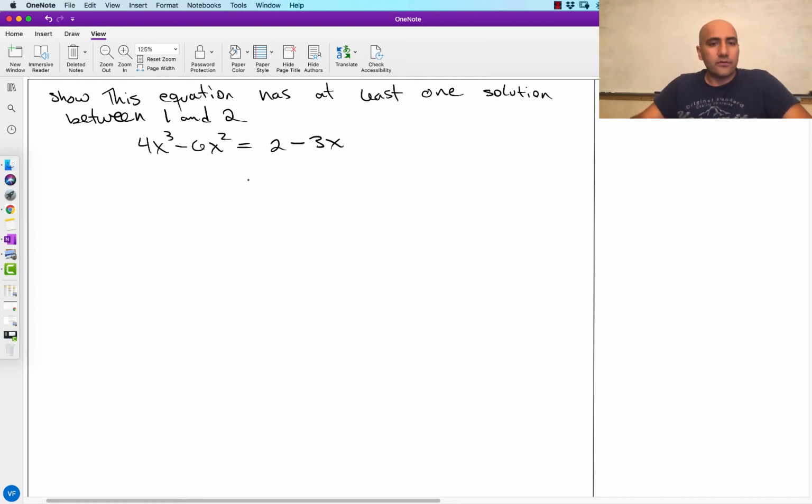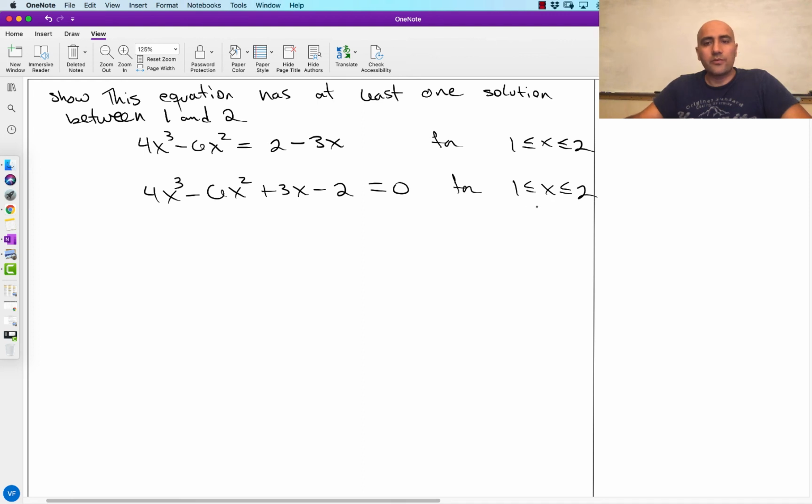Okay, so one thing we could do is to move everything to one side. So I'm going to end up with 4x cubed minus 6x squared plus 3x minus 2 equals 0. So if I can show that this is true, then I would have shown that this is true, right? So at least one solution somewhere in that interval, 1 less than or equal to x less than or equal to 2. Somewhere between 1 and 2 there is at least one answer. Remember, we're not necessarily looking for the answer. We're just trying to establish that there's definitely an answer.